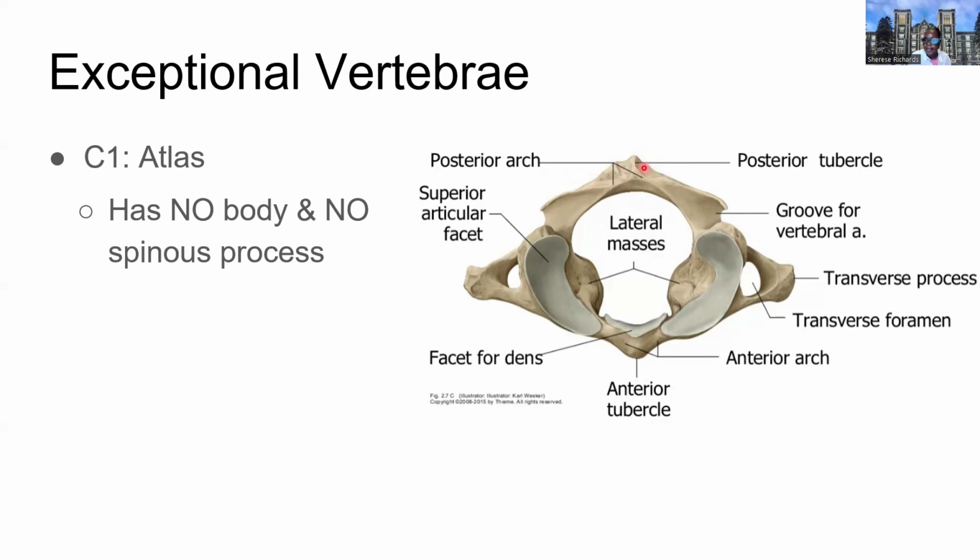C1 is the atlas, and it's going to articulate with the occipital condyle. We talked about that feature of the skull, which sits right on top of these facets and creates the atlanto-occipital joint, which is basically anchoring the C1 atlas to the occipital bone.